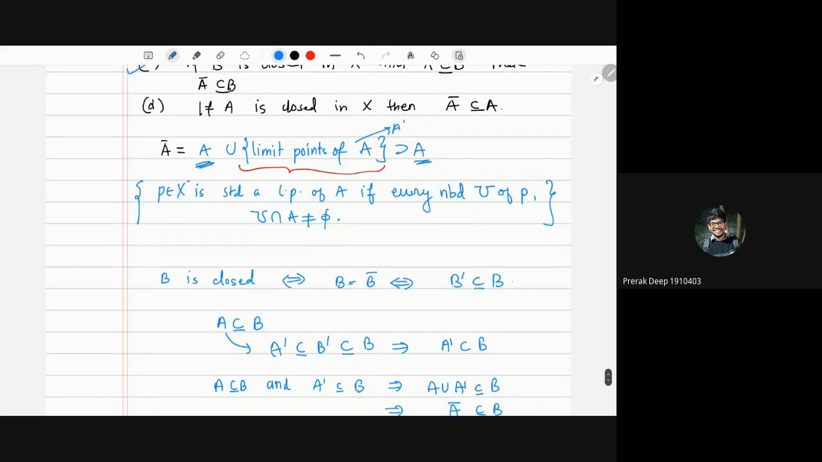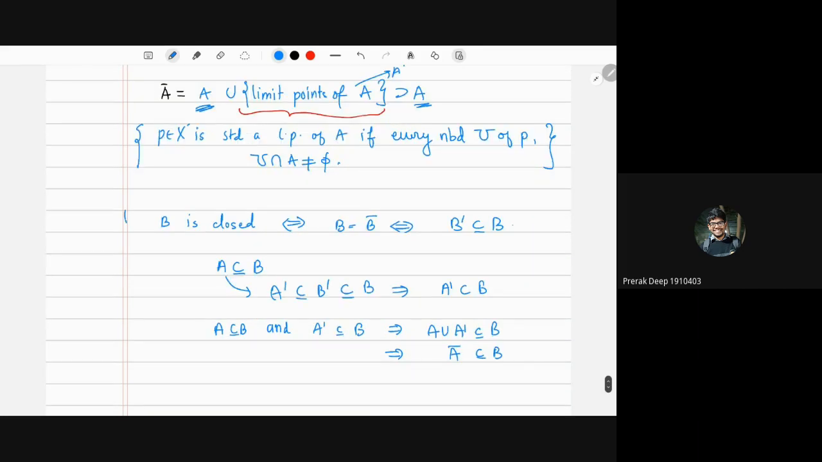Was that argument clear? This is the argument for B. Sorry, this is the argument for C. Is this clear?